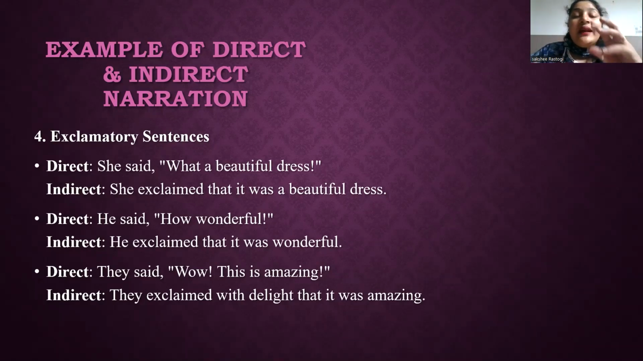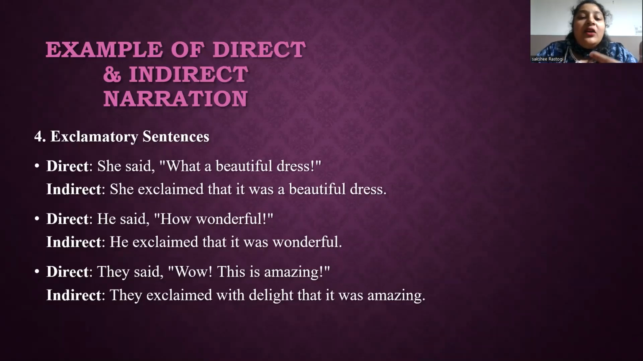So all these examples come under emotions. It shows emotions. And remember, exclamatory sentences are used to express strong emotions or reactions and are often marked by the exclamation mark at the end. Here I have more examples related to indirect and direct sentences.